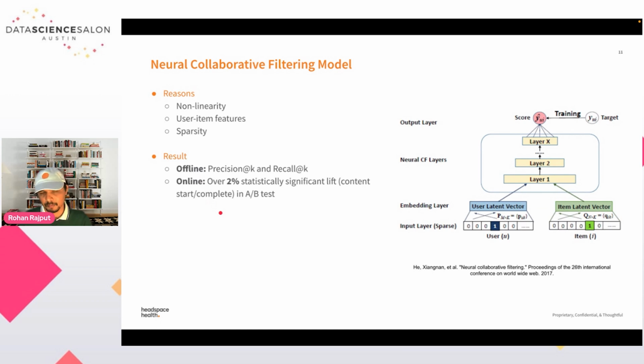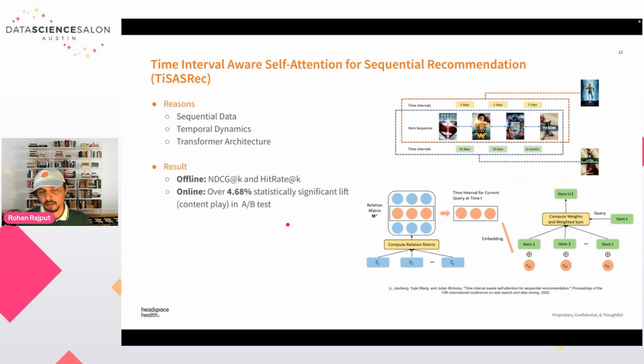Now we chose offline metrics as precision at K and recall at K. And in this particular experiment, we found that we have a 2% statistically significant lift for average content start and content complete in our A/B testing. Now, even though this looks like a very small lift, given the number of users we deal with, this kind of lift can provide a significant increment to the engagement.